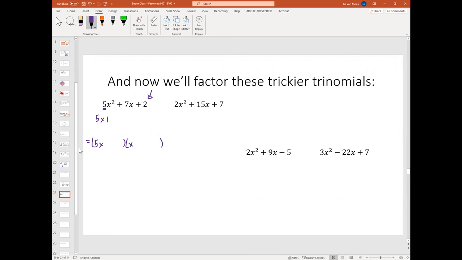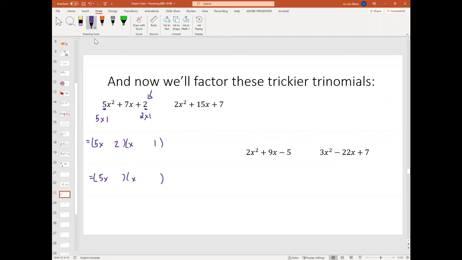And as for the second number, well, that's going to come from here. I can only have 2 and 1. Those are the only factors of 2. It's the only way I'm going to get to that 2. My only question is which way around do they go?